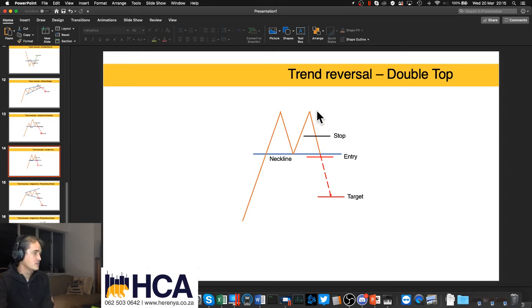Double top, same story as a double bottom. Between the two tops, there would be a midpoint, or a neck, or an extreme, so you call that the neckline.